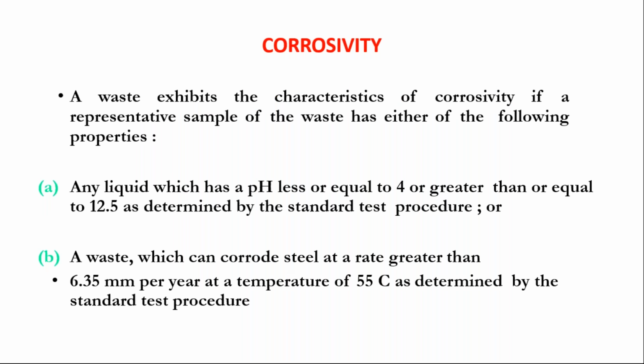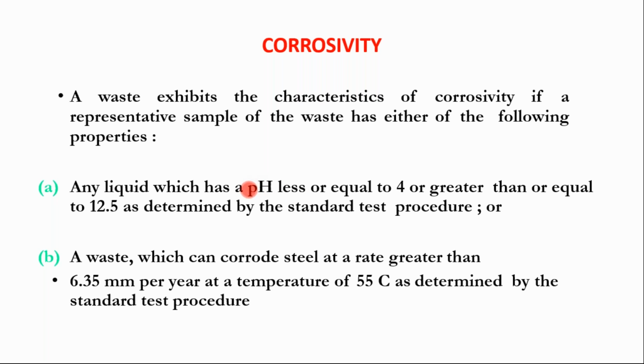So corrosivity. The word is the property which is related to corrosion. A waste exhibits the characteristic of corrosivity if a representative sample of the waste has either of the following properties: any liquid which has a pH less than or equal to 2 or greater than or equal to 12.5, as determined by the standard test procedure. So this clearly shows the corrosivity properties of that substance, which depends on the pH parameter.